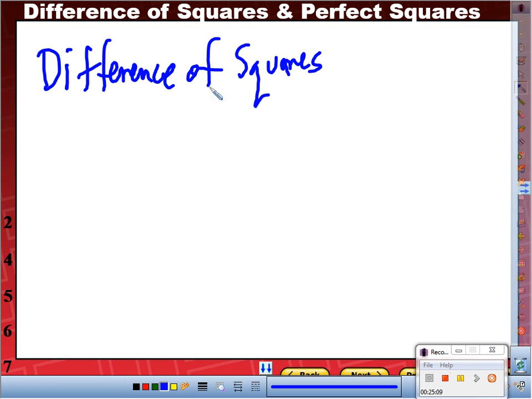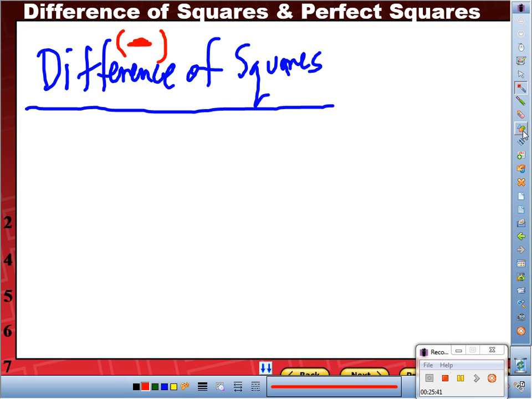Difference of squares. This is the next type of polynomial. Here we go. The definition is within the term. What does the word difference imply? What operation? Subtraction. Difference is subtraction. So what does difference of squares mean? It's two squares that are subtracting. So let's draw that so you guys can see it.